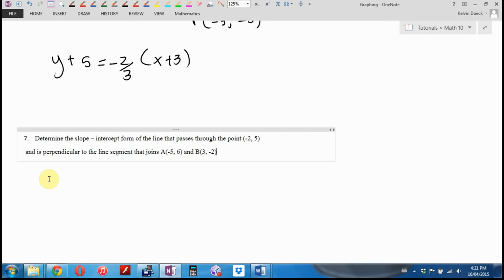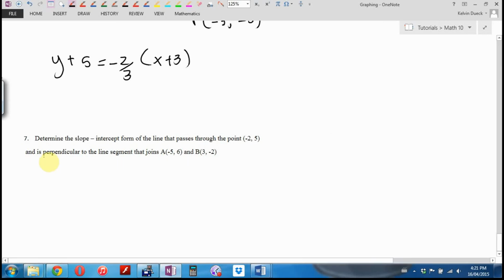They want me to find an equation? I asked myself two questions. What's the first question? Did they tell me the slope? Not yet. It's going to be perpendicular to that slope. Now, how the heck can I find the slope between two points? Oh, don't you like y2? Adrian, my man.